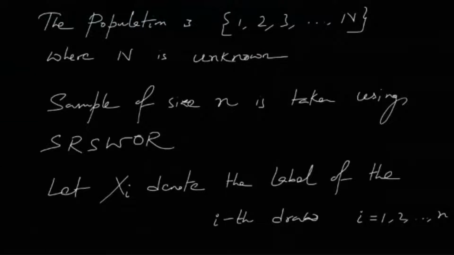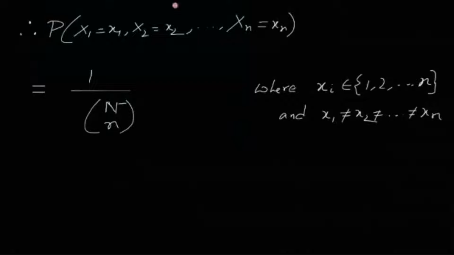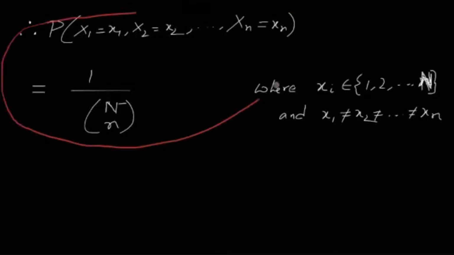The joint distribution, these are random variables obviously because we don't know which elements are going to be in the sample. So the joint PMF of this X1 through Xn is nothing but 1 by N choose n, where each of the Xi's is from this set. This should be capital N. So this is the joint PMF of the entire X1 through Xn, right?